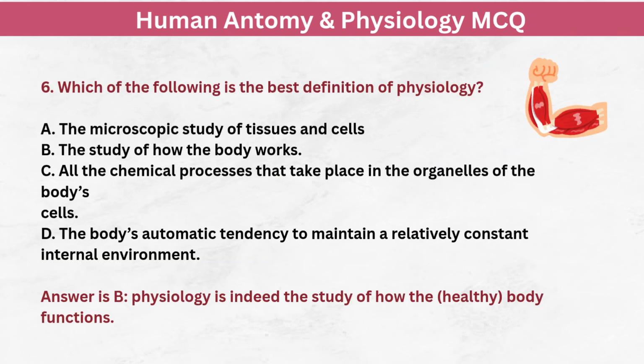6. Which of the following is the best definition of physiology? A. The microscopic study of tissues and cells. B. The study of how the body works. C. All the chemical processes that take place in the organelles of the body's cells. D. The body's automatic tendency to maintain a relatively constant internal environment. Answer is B. Physiology is indeed the study of how the healthy body functions.